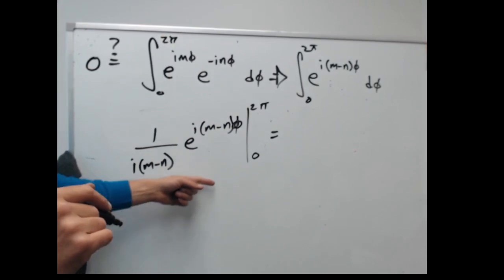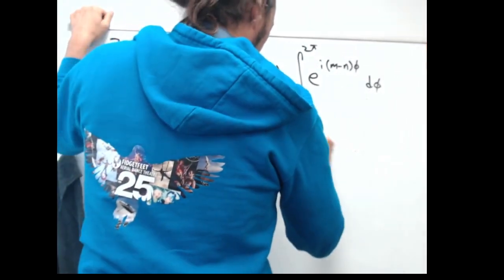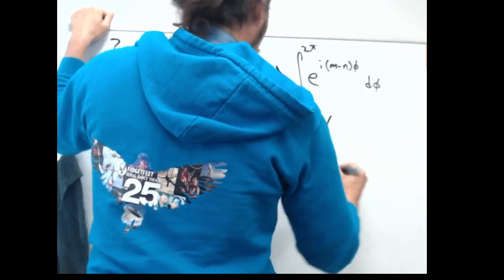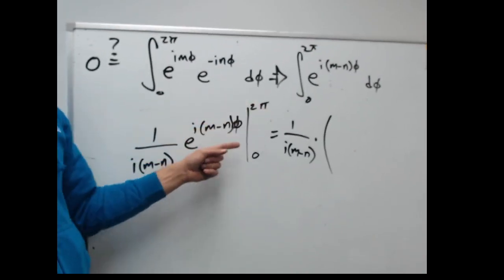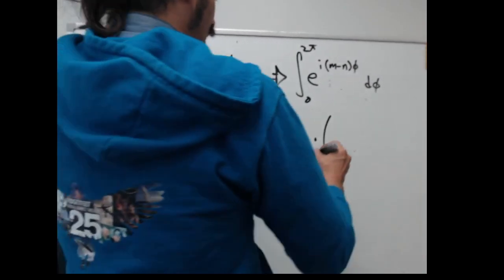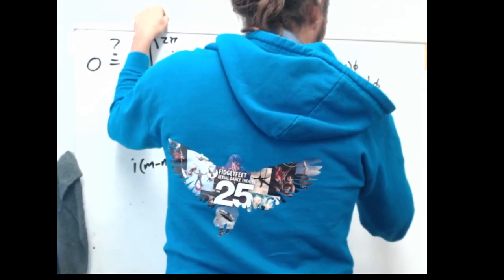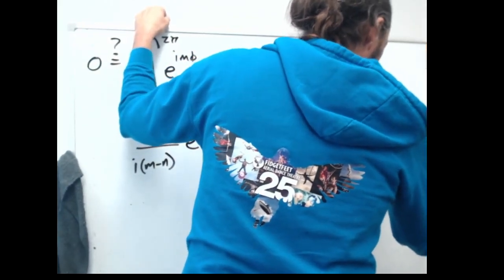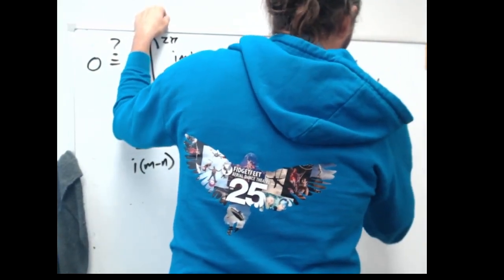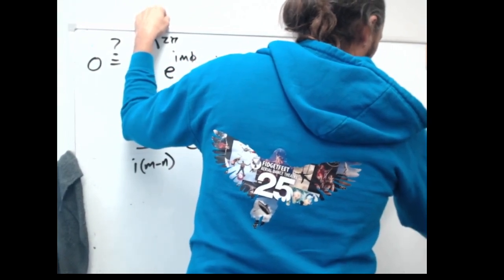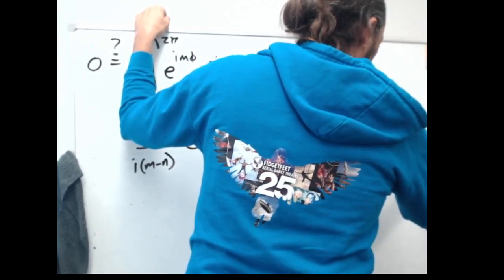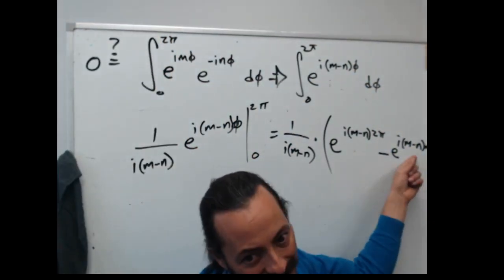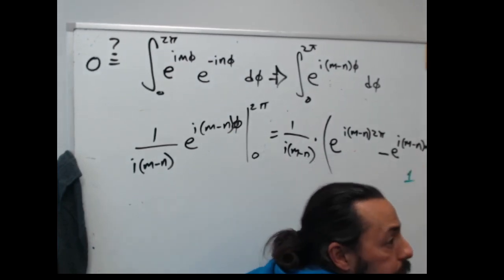Right? So when I do this integral, I'm going to have 1 over i times m minus n times the quantity of this thing at 2 pi minus this thing at 0. So I'm going to have e to the i times m minus n times 2 pi, minus e to the i times m minus n times 0. Oh, wait, no. This one's easy to solve because it's e to the 0. That one's equal to 1.